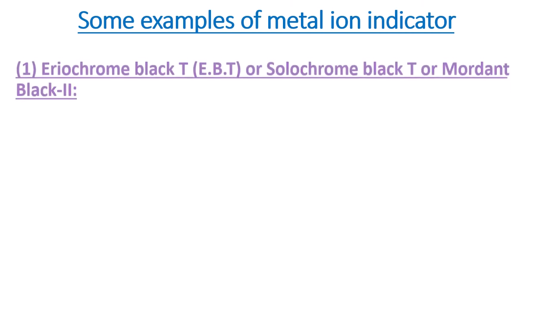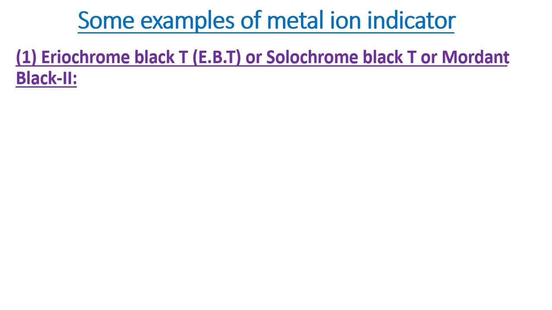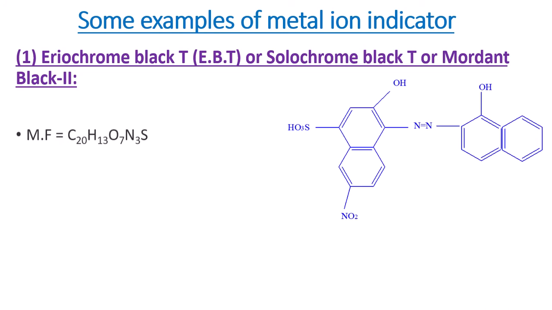Some examples of metal ion indicators. First we take Eriochrome Black T, or Solochrome Black T, also known as Mordant Black 11. The structure you can see has 3 replaceable hydrogens present. The molecular formula is C20H13O7N3S. If it is in sodium form, we get the sodium salt, SO3Na.